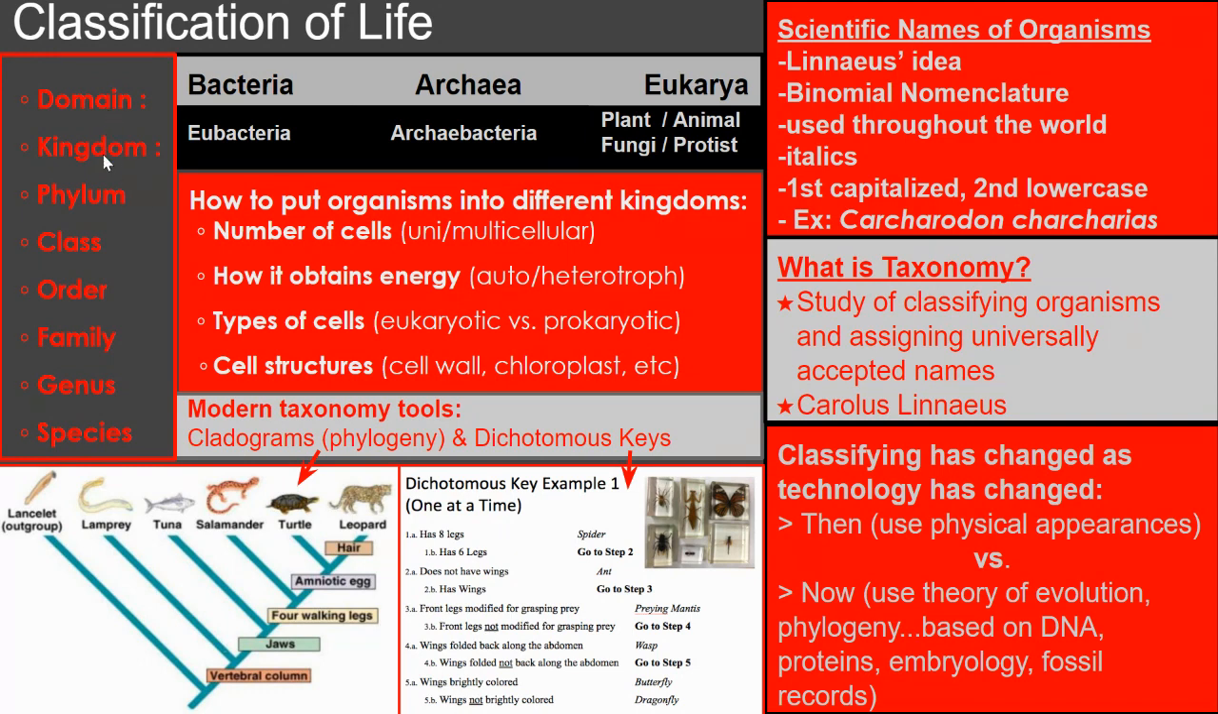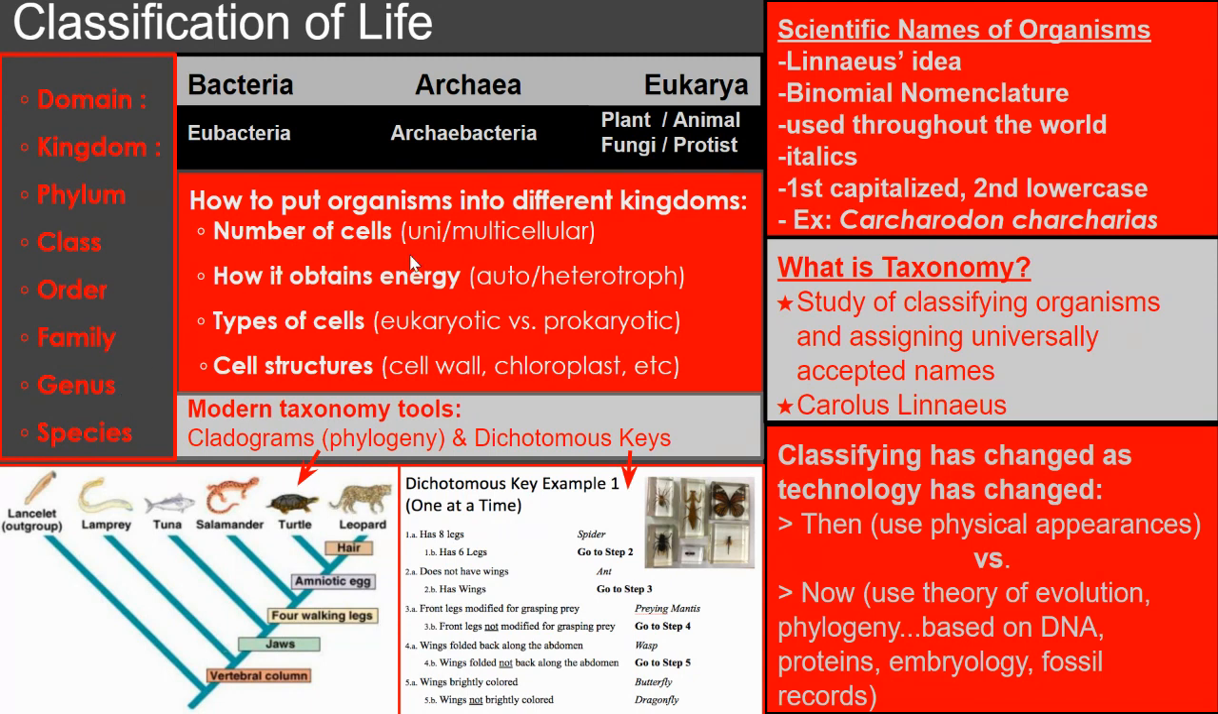And as you go through this classification list from domain all the way to species, that gets more specific as you go. So domain is the least specific way to categorize a living thing, and species is the most specific way. In fact, when you look back at the scientific naming, we actually use genus and species for the scientific naming. We use the two most specific classifications of that organism in order to name it.